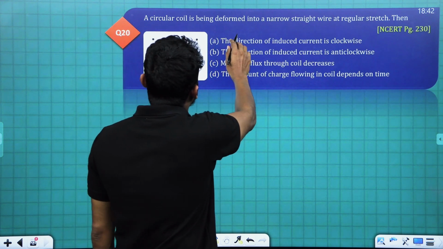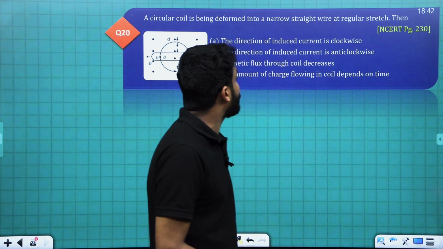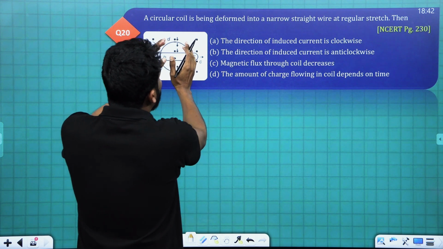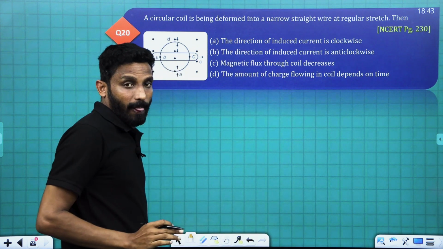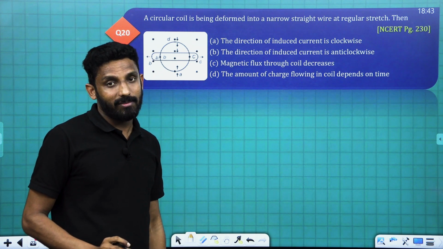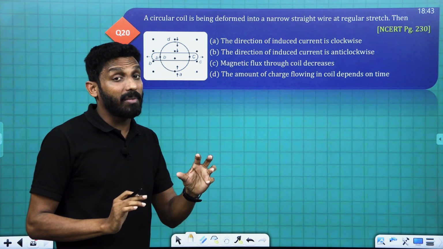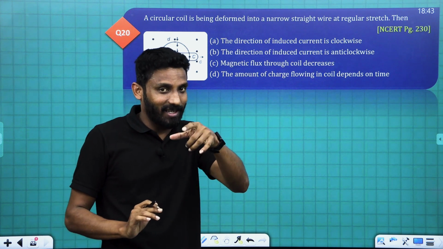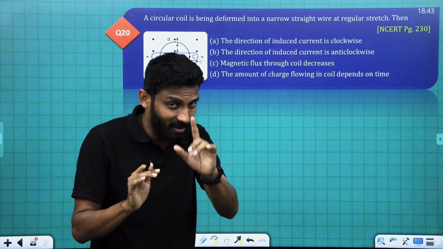A circular coil is being deformed into a narrow straight wire at a regular stretch. Then what is happening? For a particular perimeter, a circle has maximum area. We studied it. For a particular perimeter, a circle has maximum area. So as it is deformed, the area is decreasing. That's the correct one. For a particular perimeter, the maximum area is for a circle.